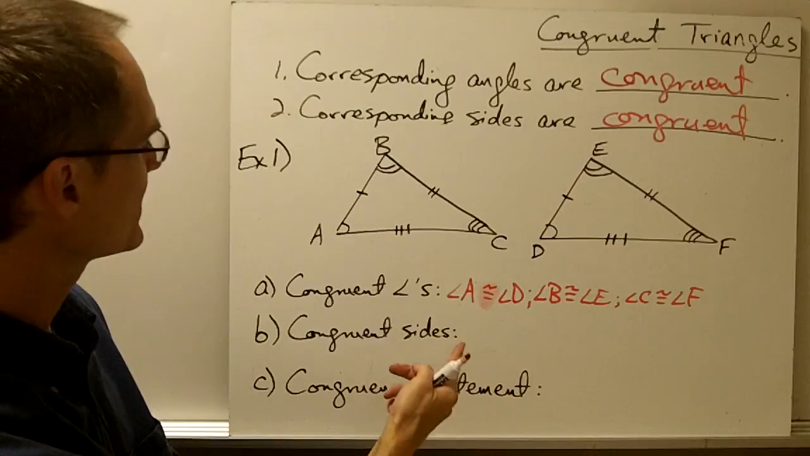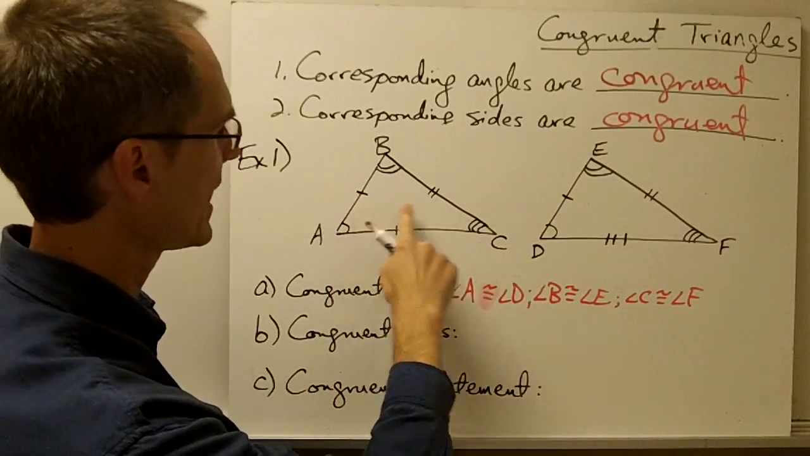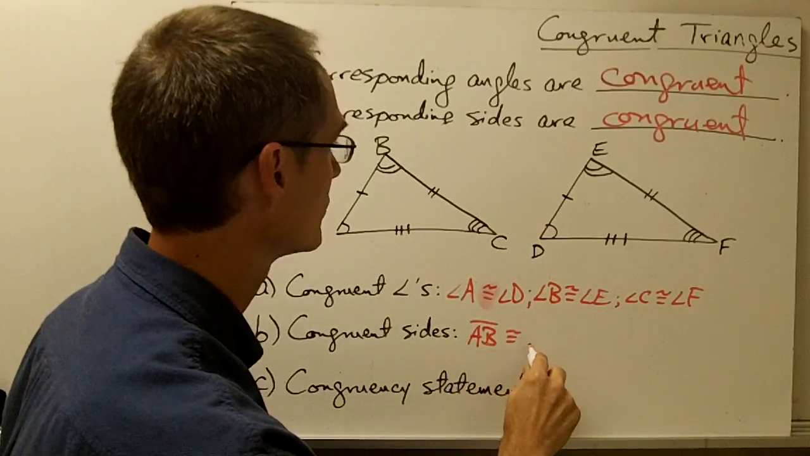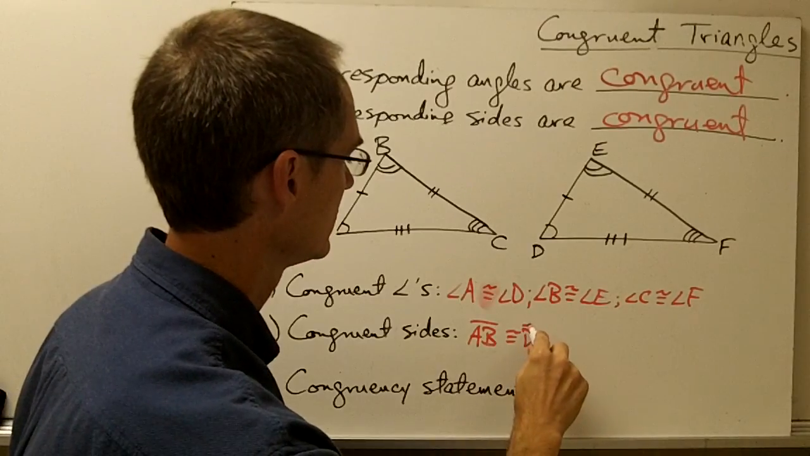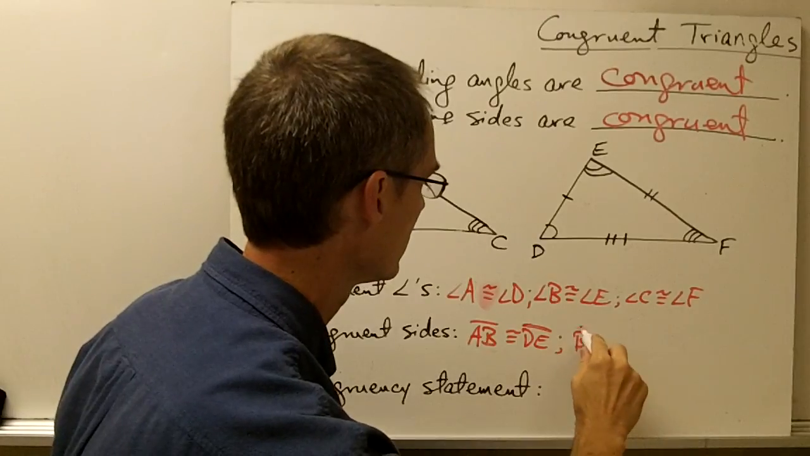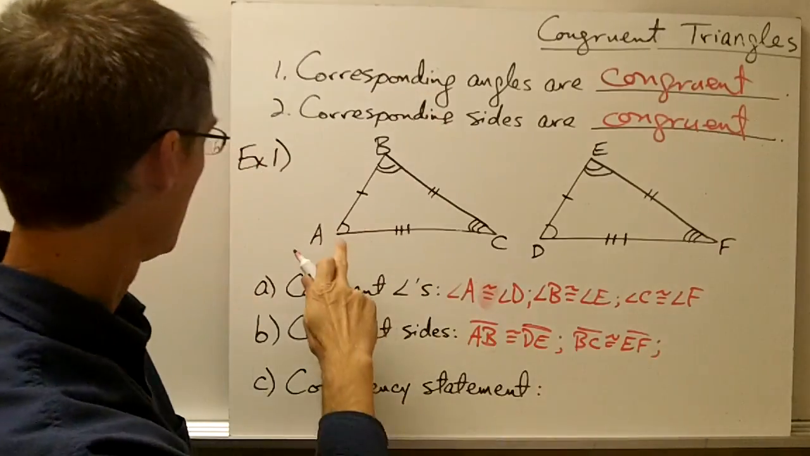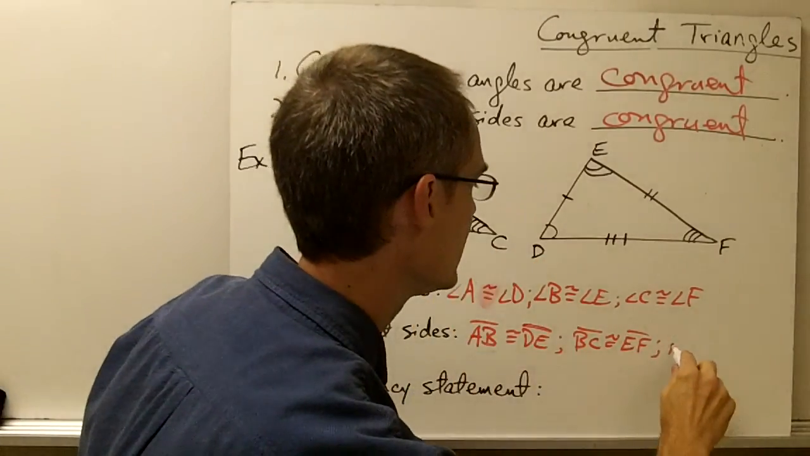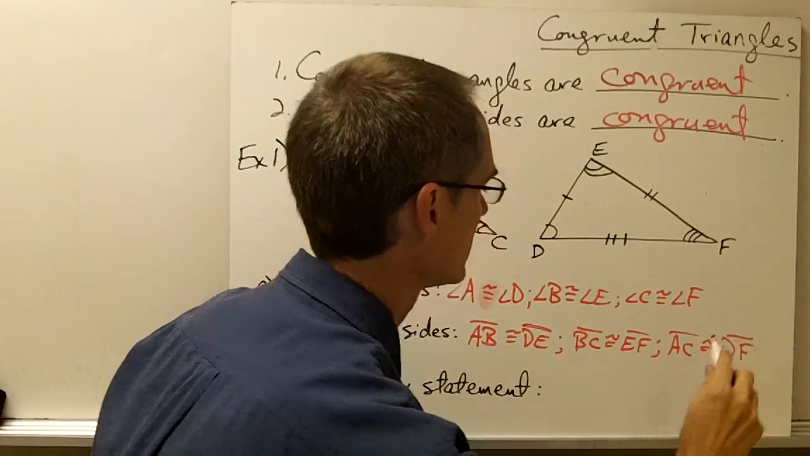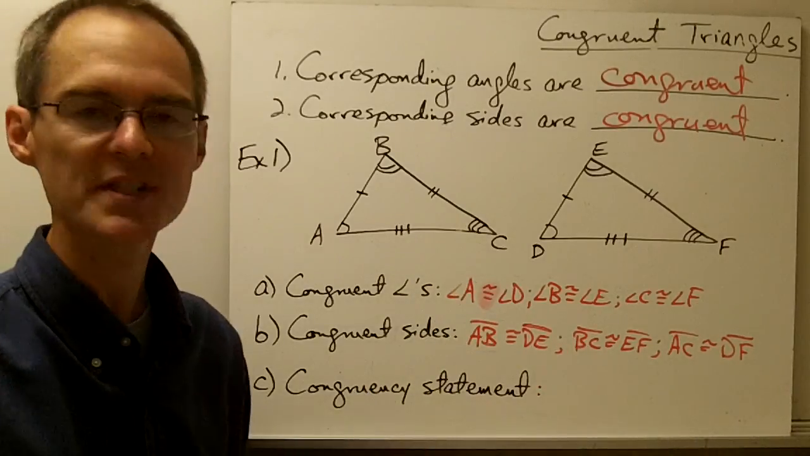My congruent sides, again, I've got those labeled here in my picture, side AB and side DE. So I can say AB is congruent to side DE, BC is congruent to EF, and AC is congruent to DF.